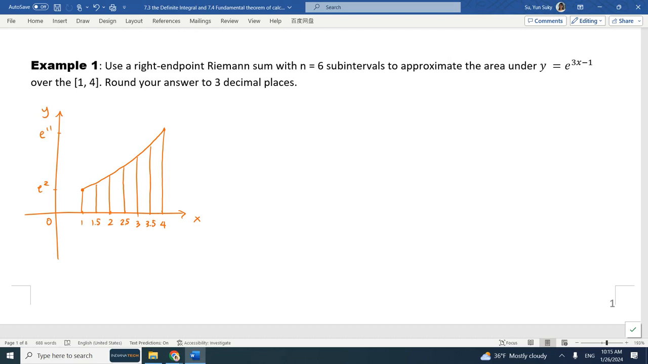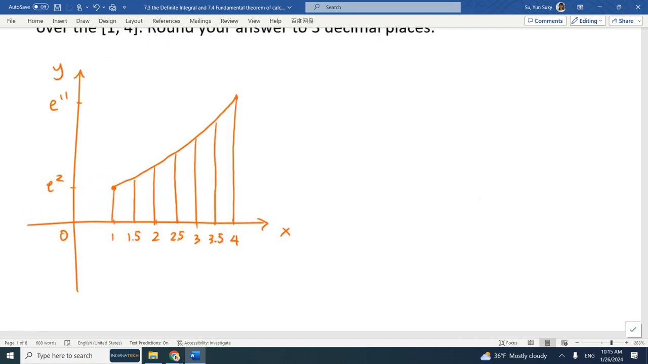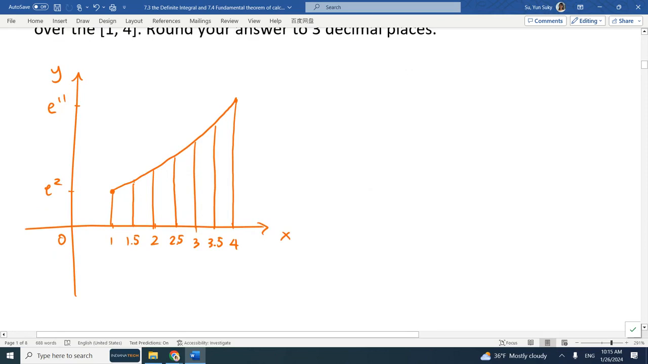Okay. So now we see. Use the what? Right endpoint Riemann sum. So the first picture, use the right endpoint. Yeah. So we use this one. And second picture, right endpoint, right endpoint, right endpoint, right endpoint, and right endpoint. And this is the rectangle. Is that okay, everybody?